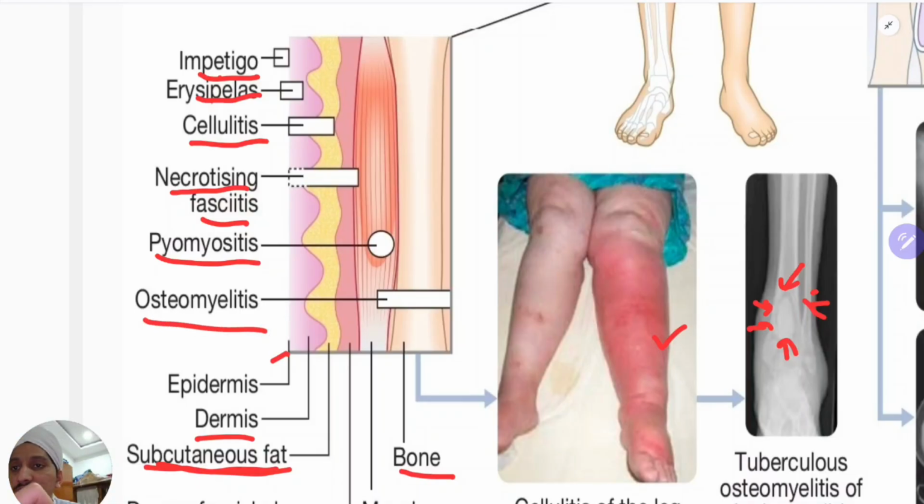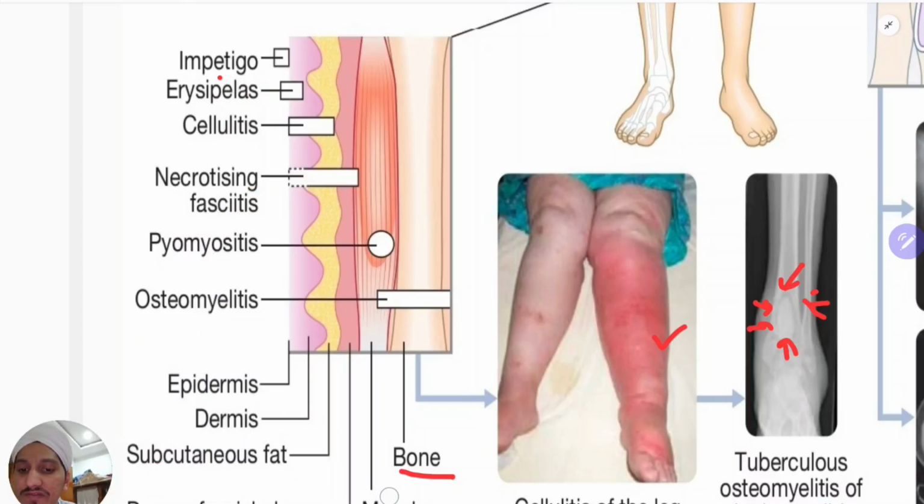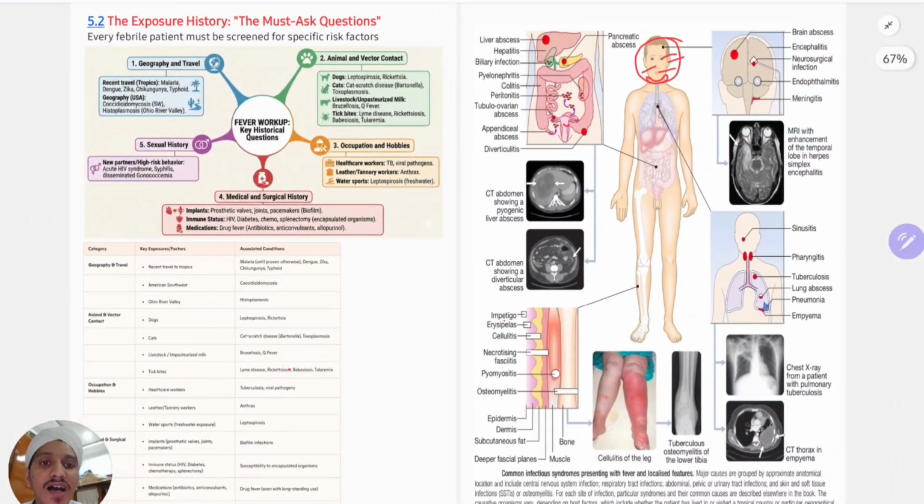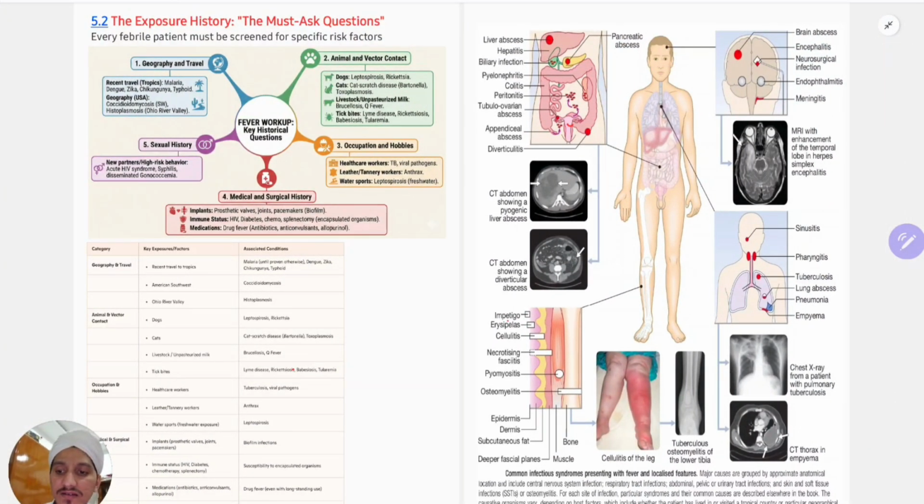So like that, you can ask the patient history, any pain in the periphery, or any pain in the joints, septic arthritis, you can ask. So that's how you ask the patient symptoms pertaining to each system, and you will ask the signs. So these are the three important things in knowing the etiology of fever.